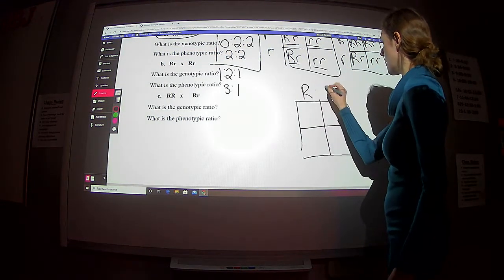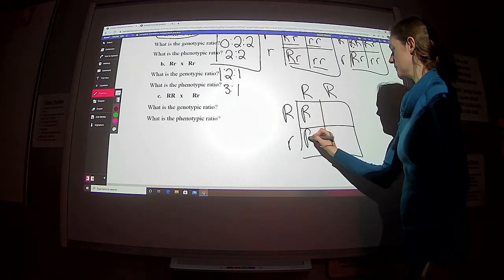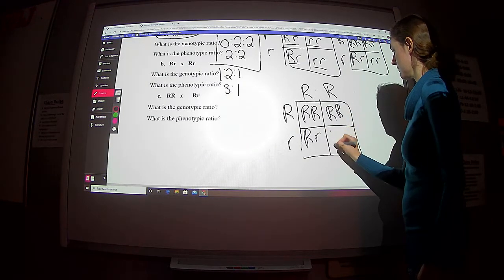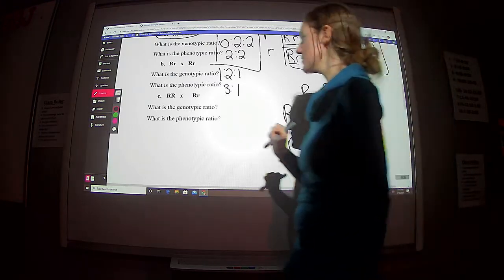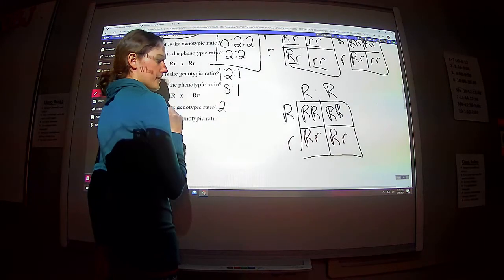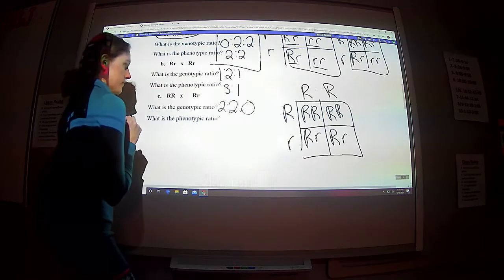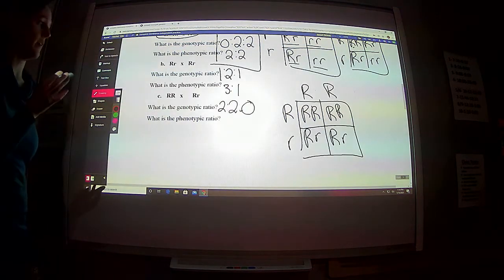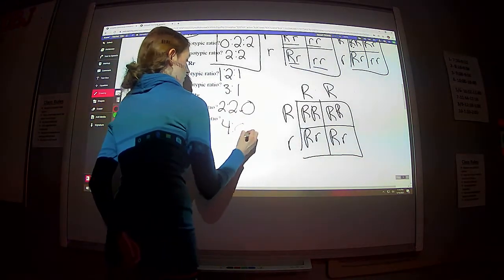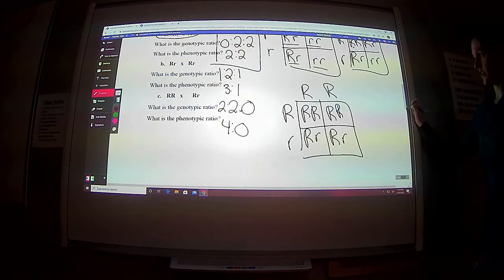So I have homozygous dominant mixed with a heterozygous. Okay, genotypic ratio. We start with homozygous dominant. I have 2 of those. Heterozygous is next. They're down here at the bottom, 2 of those. I have no homozygous recessive. Phenotypic ratio, we're looking for round. Anybody who has at least 1 capital R is going to be round, and that is every single one of them. So 4 to 0 is my phenotypic ratio.